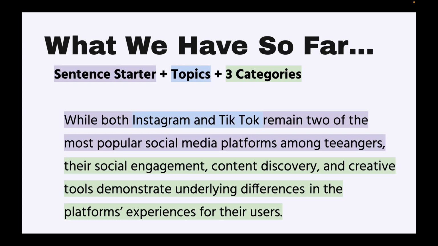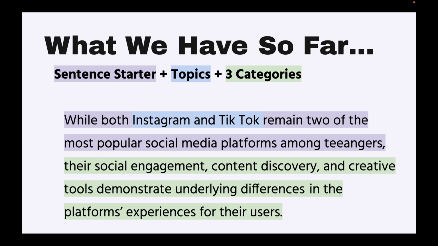So with my sentence starter in this first one, I'm going to focus on the similarities between Instagram and TikTok. While both Instagram and TikTok, here's my similarity, remain two of the most popular social media platforms among teenagers. Now I'm going to focus on my three categories as the differences. Their social engagement, content discovery, and creative tools demonstrate underlying differences in the platform's experiences for their users.